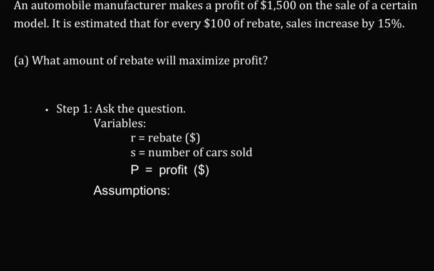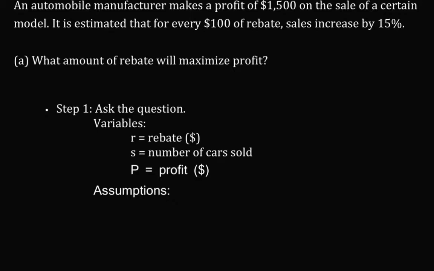This is problem number 1 in section 1.4. An automobile manufacturer makes a profit of $1,500 on the sales of a certain model. It is estimated that for every $100 of rebate, sales increase by 15%. Part A. What amount of rebate will maximize profit?